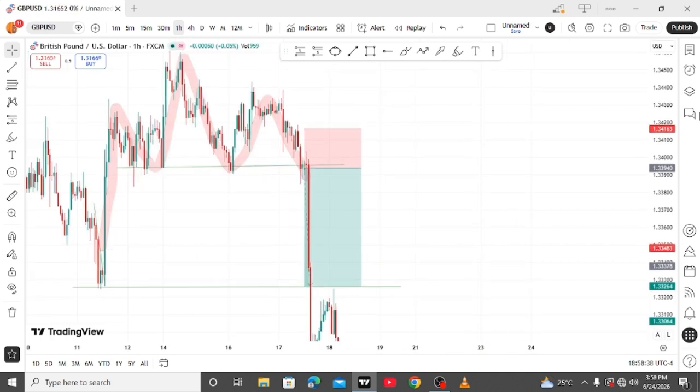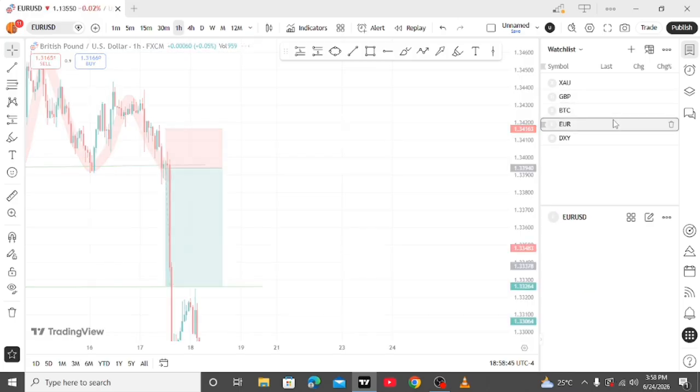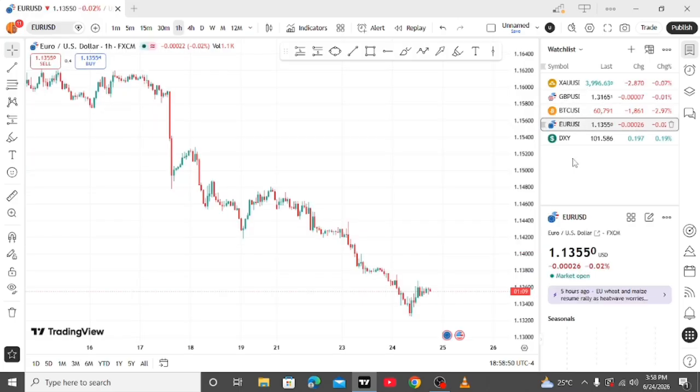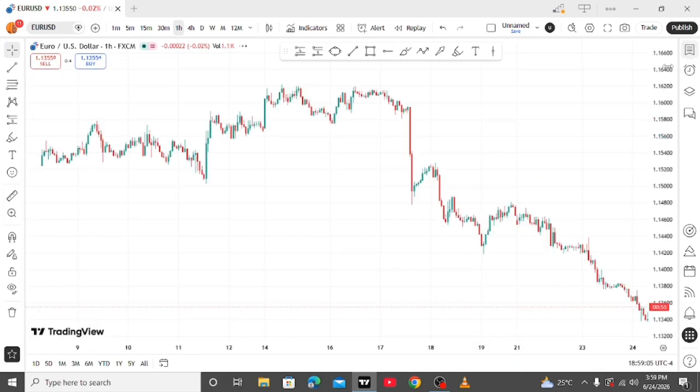So let's go over to Euro USD. So you see that these patterns do not just work for GBP USD, they work across all currency pairs. You can see these patterns across all these currency pairs, without the dollar index, Euro USD, BTC, gold. You can see them anywhere. So anywhere you see them, you can easily identify them.